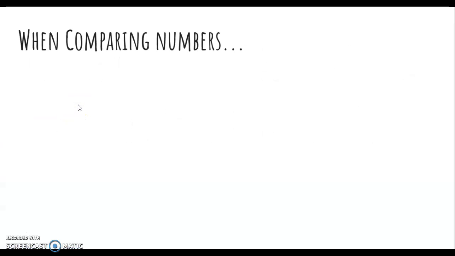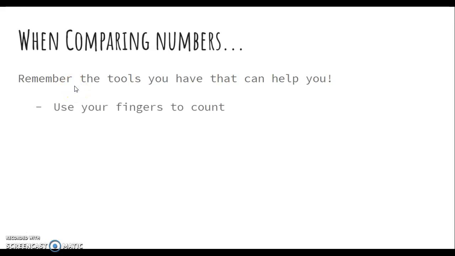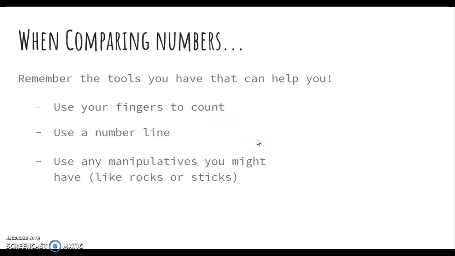All right, so when comparing numbers, we have to remember the tools we have that can help us. I know you all have your fingers and you can use them to count. So if you need help counting, use your fingers. Some of you also might be able to use a number line. Number lines are also a tool that can help us count. And the last one would be any manipulatives that you might have. So you could use rocks or sticks or something similar.